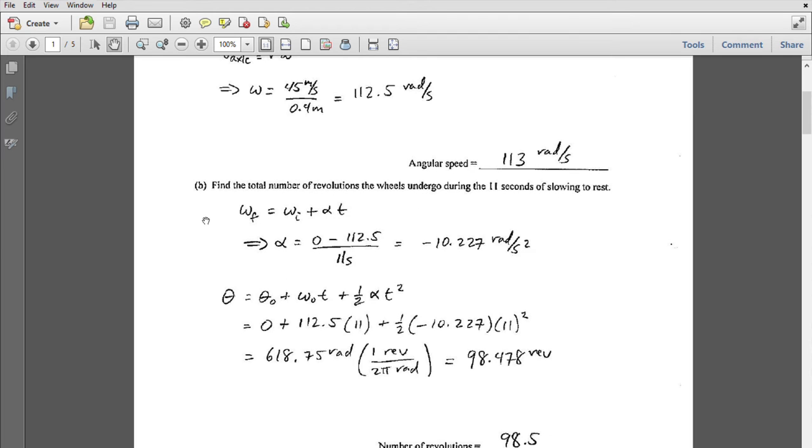Part B, find the total number of revolutions the wheels undergo during the 11 seconds of slowing to rest. So here the car is decelerating with constant acceleration, and that means that the angular velocity is changing with constant angular acceleration, and we can use the kinematics equations to solve for the total number of revolutions, but we first need to figure out what the angular acceleration of the wheels is, that constant value. So we can use one of the kinematics equations to solve for alpha.